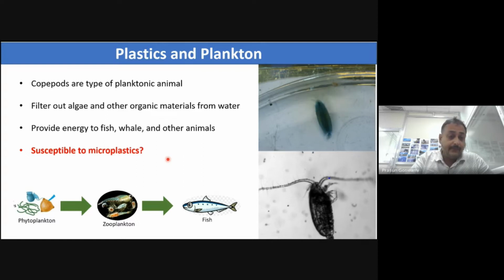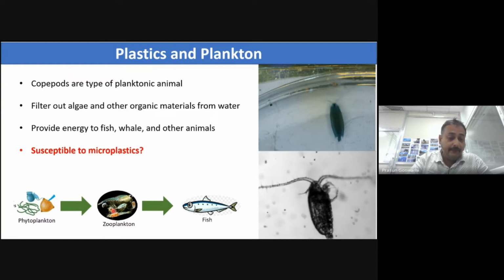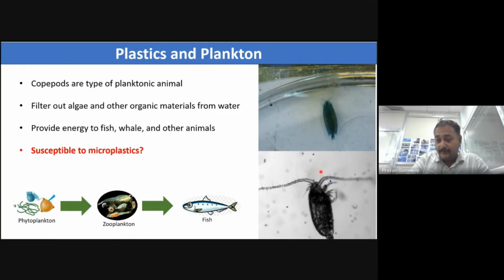In the marine environment, zooplankton act as the connecting link between phytoplankton and fish, and they filter algae out of water. In this process, they accidentally or mistakenly ingest plastic or microplastic particles, and once inside, it may cause toxic effects.